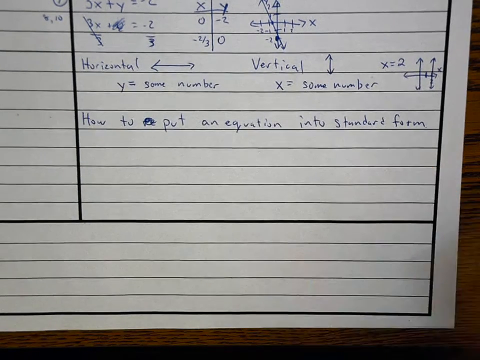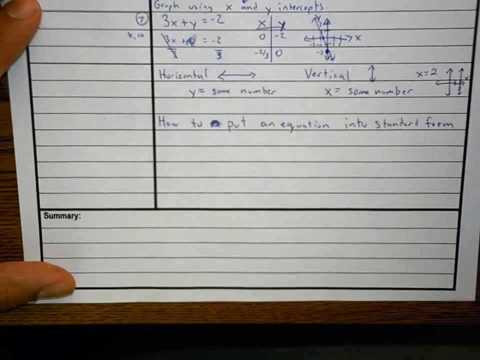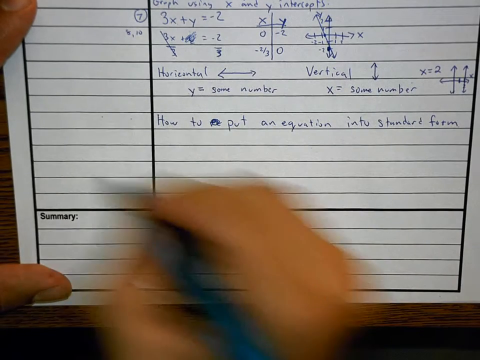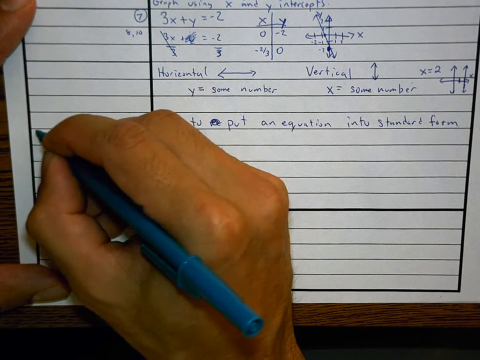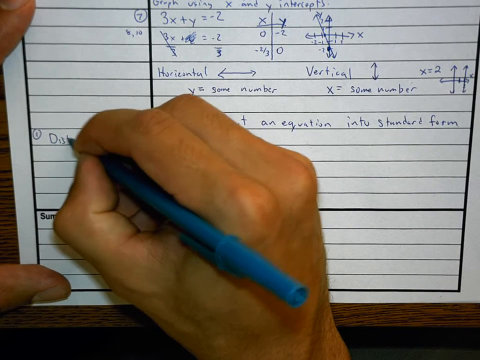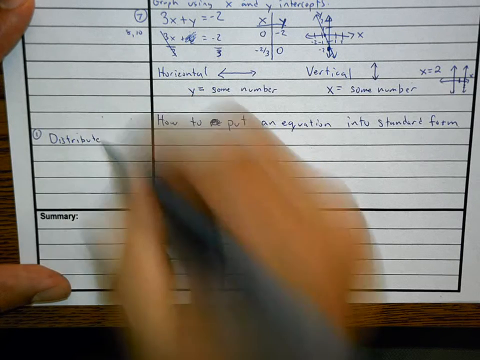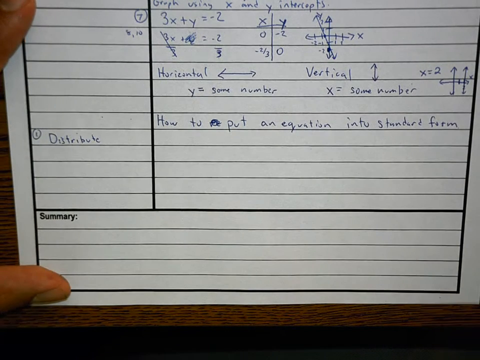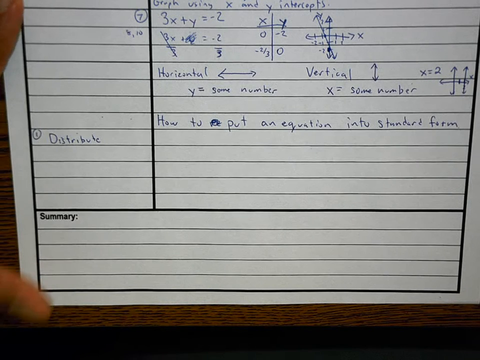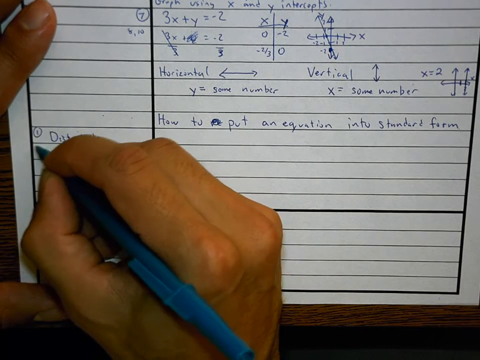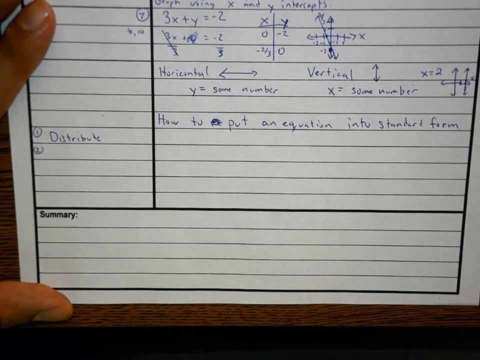I'm going to zoom out just a squeeze because I need to write something over here. The first thing I want you to try to do, distribute if possible. Not all the time are you going to have to distribute, but sometimes you're going to have to distribute. Second thing you're going to need to do is to clear fractions.